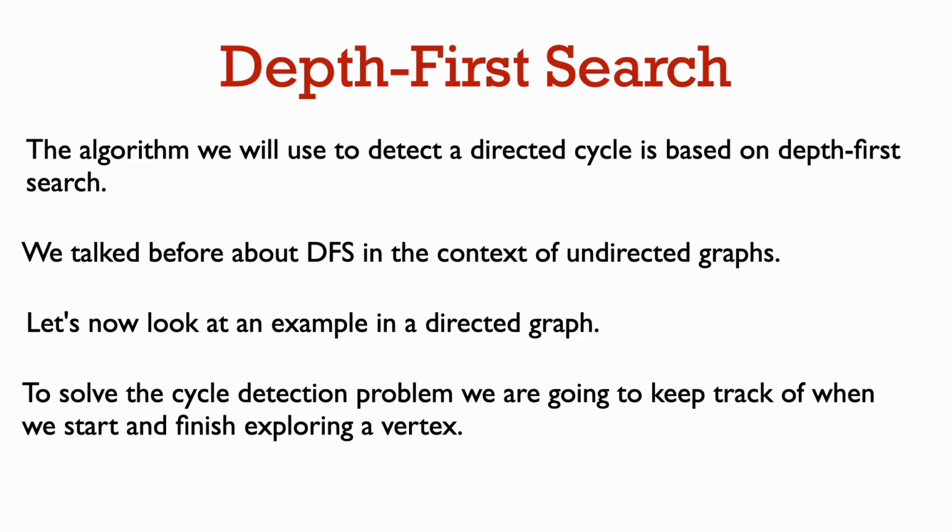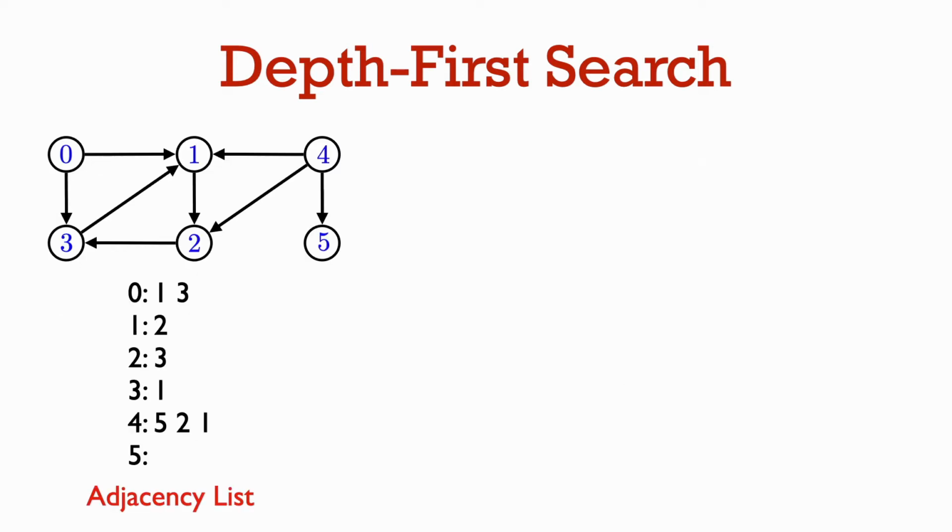Two lectures ago, we went over depth first search, but we just looked at examples in undirected graphs. So now let's look at an example in a directed graph. The code is exactly the same, although now we only consider outgoing edges from the vertex we are currently visiting.